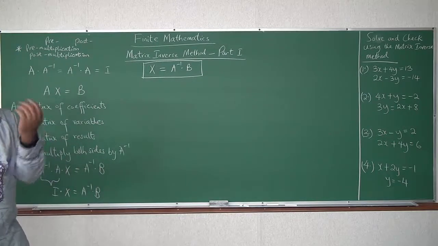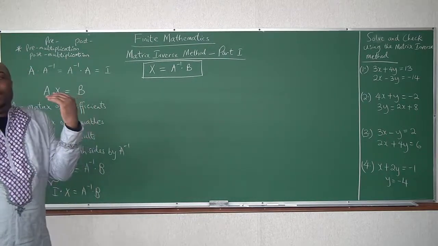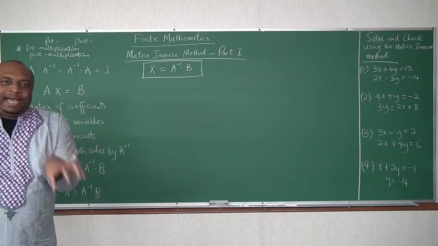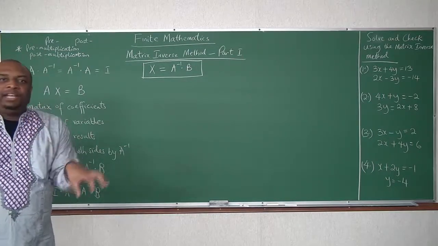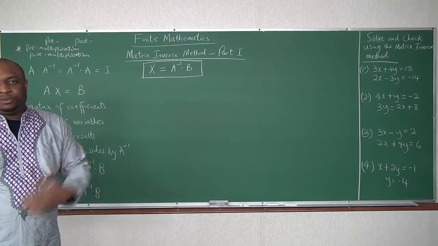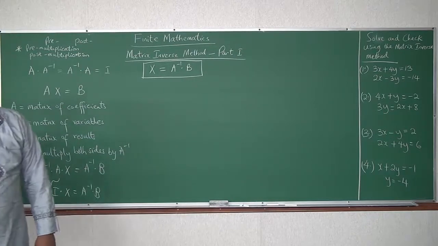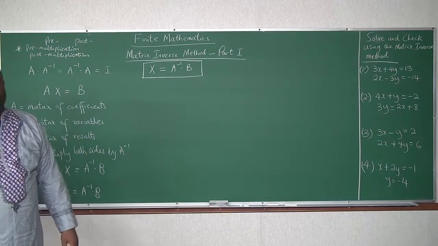Because when we are asked to solve a linear system, that means they are asking us to find the values of the variables. So when we get this, we can then get the values of the variables. That is what it means.